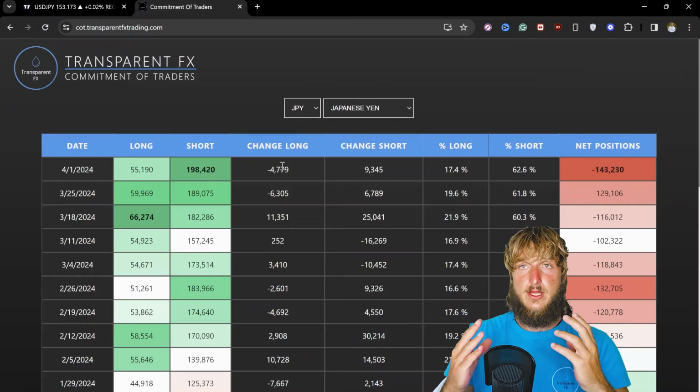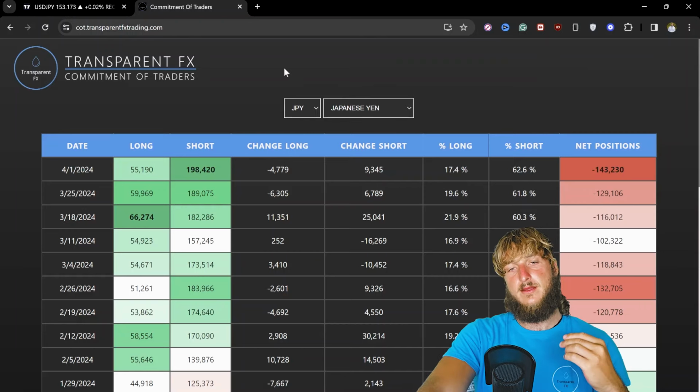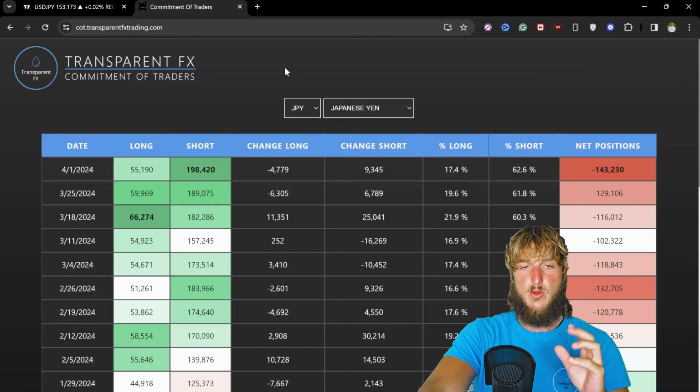So now that we are keeping in mind that institutions are longing USDJPY, let's head back to the technical aspect of the market.